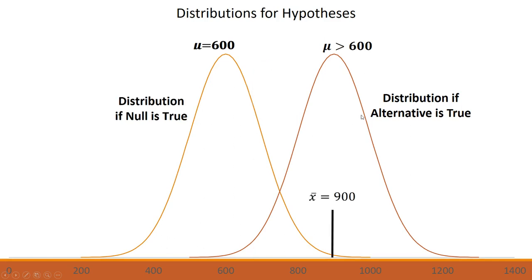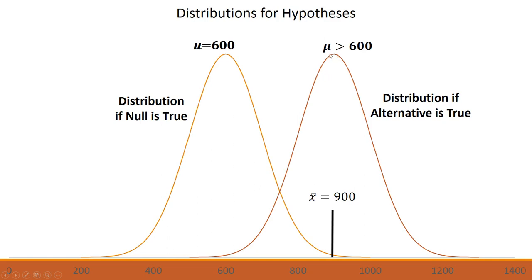But alternatively, let's say that we find a value of 900. Let's say our sample mean is 900. Now, if we just look at these distributions, we can say, wow, okay, a value somewhere around 900 is very unlikely if the true population mean is 600. However, if the true population mean is greater than 600, a value somewhere around 900 is very likely.